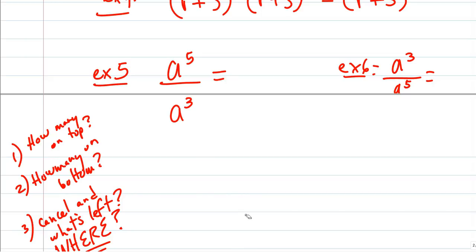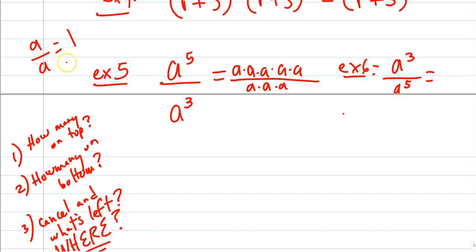Here's what I do. I have a to the 5th over a to the 3rd. I know that a divided by a would cancel out, leaving me with a 1, right? So how many a's are on the top? And by the way, if you have doubt about this, again, write out how many a's are on the top, how many are on the bottom, and start canceling. Every a divided by a becomes a 1, becomes a 1, becomes a 1. So what am I left with? A squared. That, I have no doubt. You write it out, you do it.